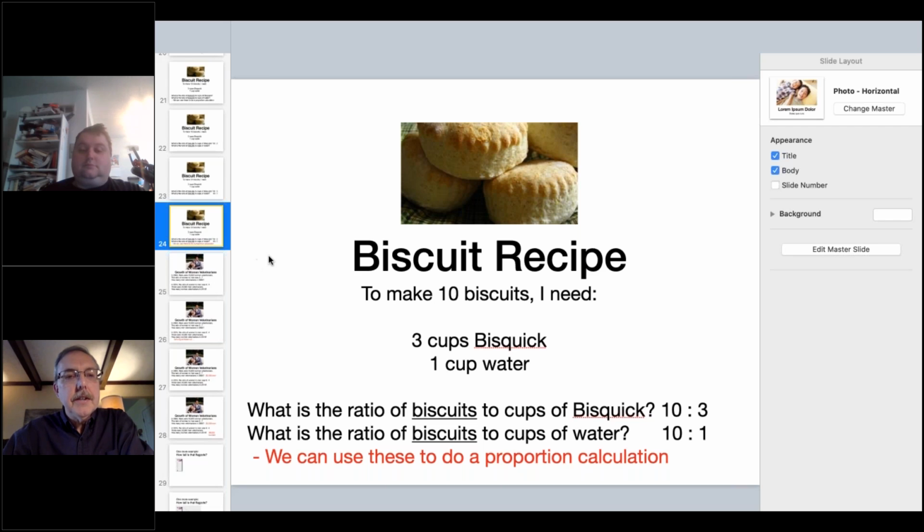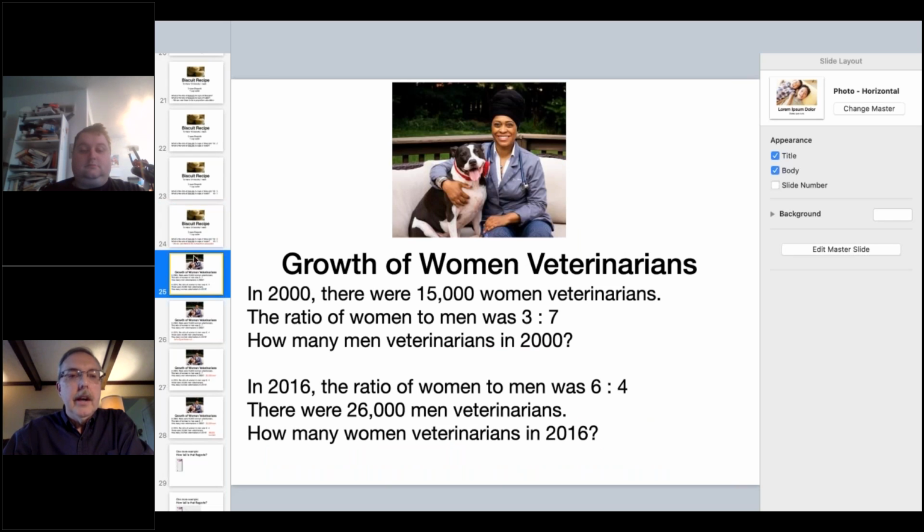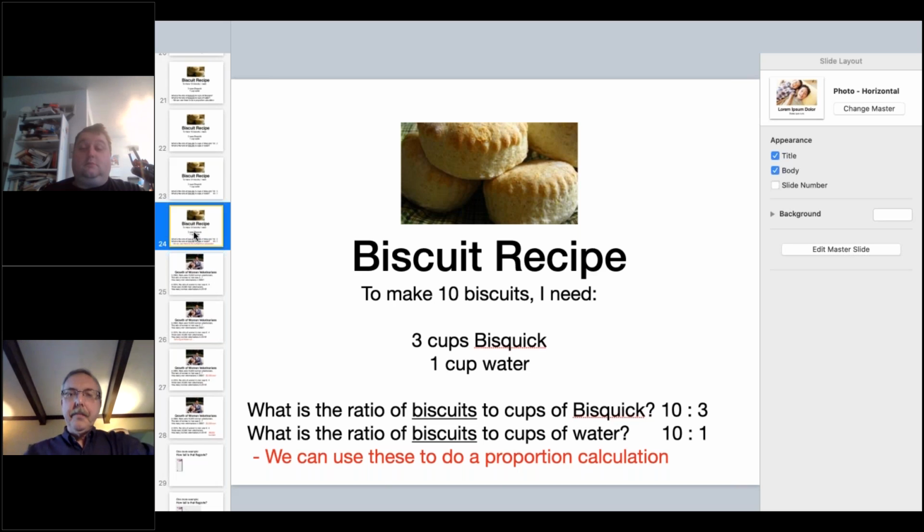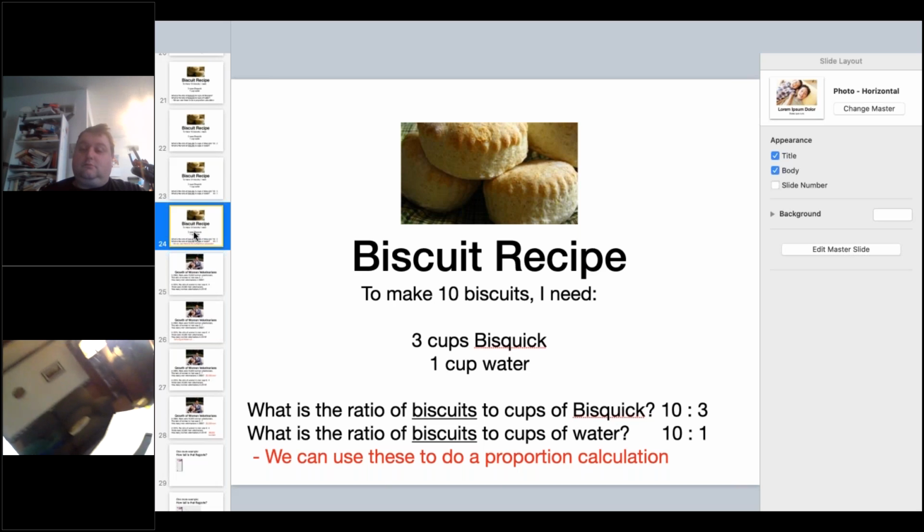But let's make it just a little bit more challenging. And we'll say that we want to do 25 biscuits. So let's look at what it would take to do 25 biscuits rather than 10 biscuits. And you'll see that when we do this, we're going to use that ratio to form a fraction so that we can do some calculations with some fractions. So let me turn this around so that we can see what I'm writing here.